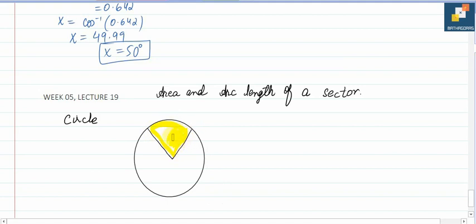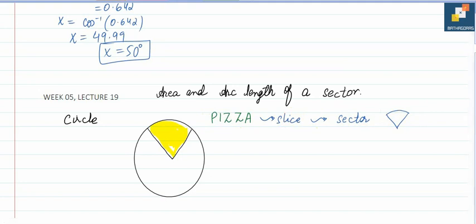Or if you see, there is an example of sector, that is pizza. Basically the slice of pizza is the shape of a sector, right? This slice is basically a sector. So first you know what a sector is. So sector is a slice of a pizza. Why am I giving you this example? Because after this example you have a clear idea how a sector looks, because we have seen pizza many times in our lives, right? So that is a sector.